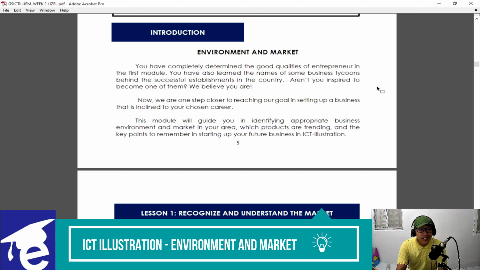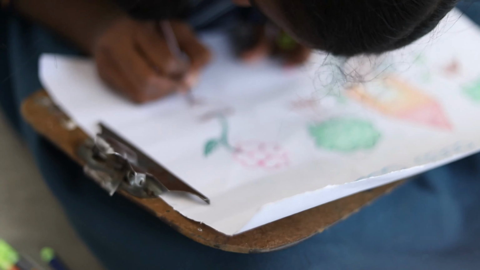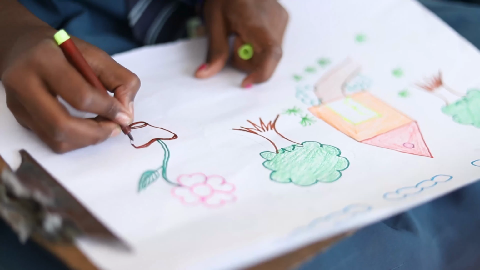We are already in the ICT specialization course, which is grade 9. Environment and market is really important for grade 9 ICT illustration. How? The first question that we need to answer will be collaborative. I'll be checking your answers during our Google Meet. So, how are we going to apply the environment and market in ICT illustration? That's the first question that you need to answer from me.